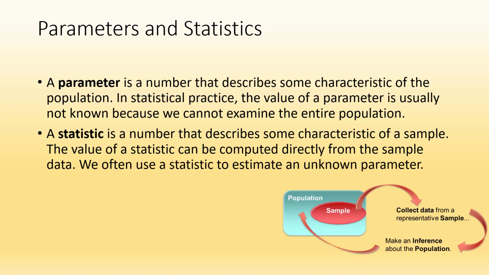A parameter is a number that describes some characteristic of the population. In statistical practice, the value of a parameter is usually unknown because we cannot examine the entire population. A statistic, on the other hand, is a number that describes some characteristic of a sample. The value of a statistic can be computed directly from the sample data. We often use a statistic to estimate an unknown parameter.